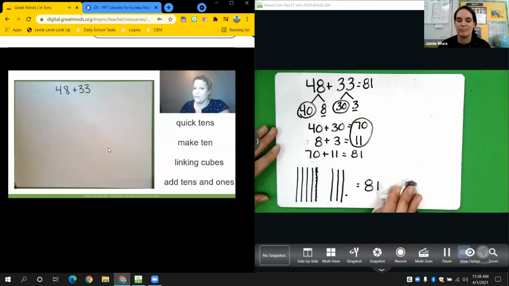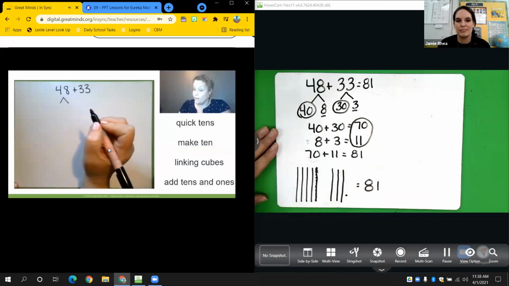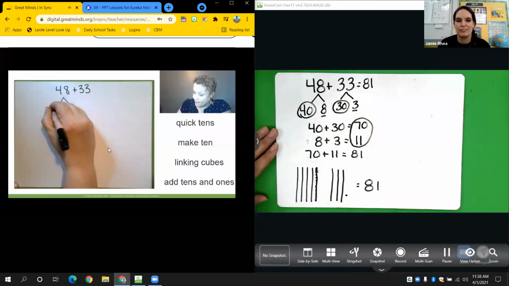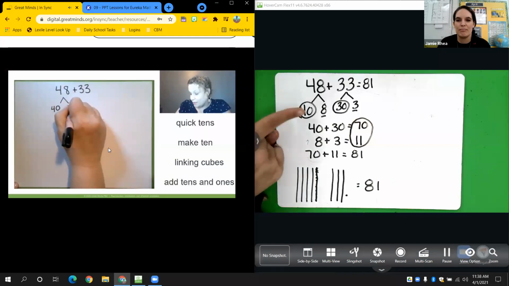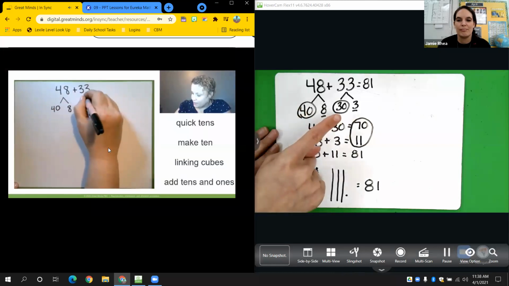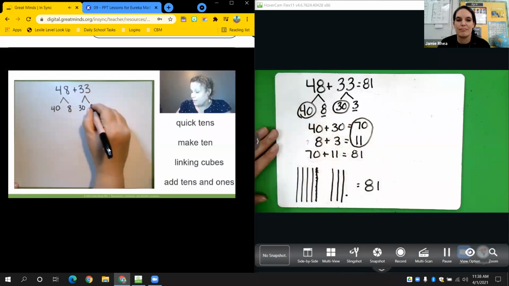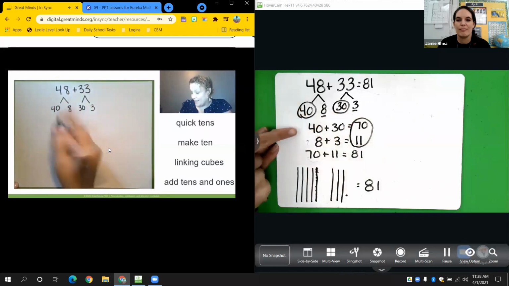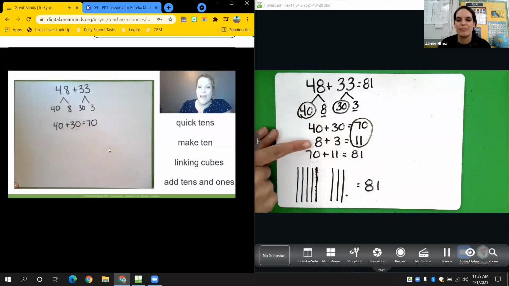Another way that students might have solved is breaking apart 48 into its 10s and 1s. There are 4 10s, which is equal to 40, and 8 1s, which is equal to 8. 33 has 3 10s, which is equal to 30, and 3 1s, which is equal to 3. Then you could add the 10s together. And the 1s together.